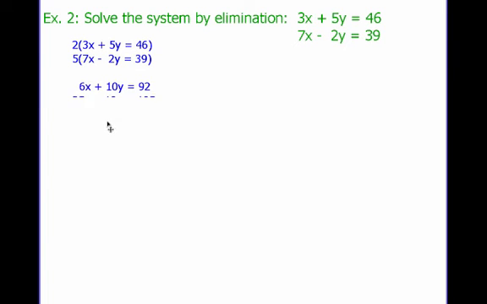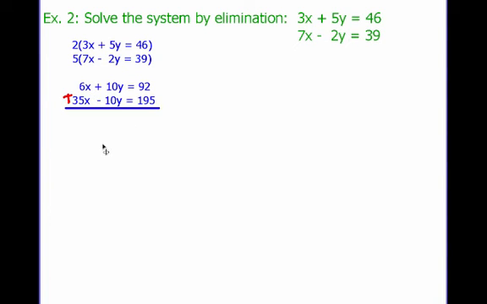If I multiply the top by 2, 2 times 3 is 6, 2 times 5 is 10, and 2 times 46 is 92. All right, on the bottom I multiply by 5. 5 times 7 is 35. 5 times negative 2 is negative 10. And 5 times 39 is 195. Okay, because my signs are different, I'm going to add.